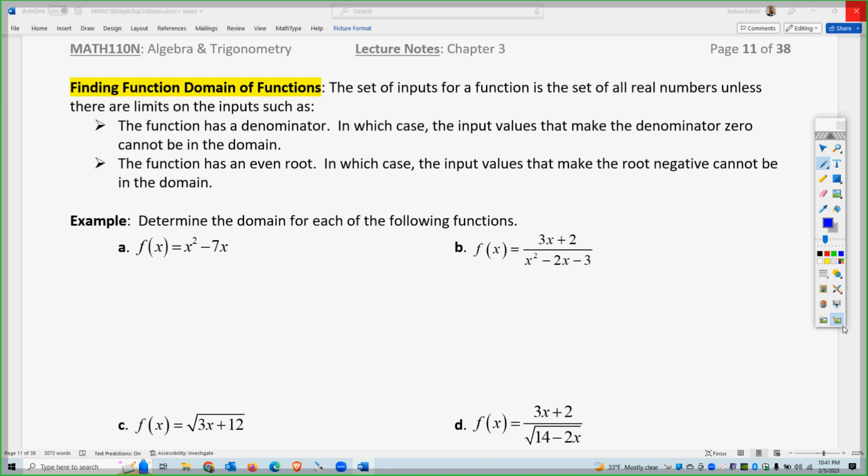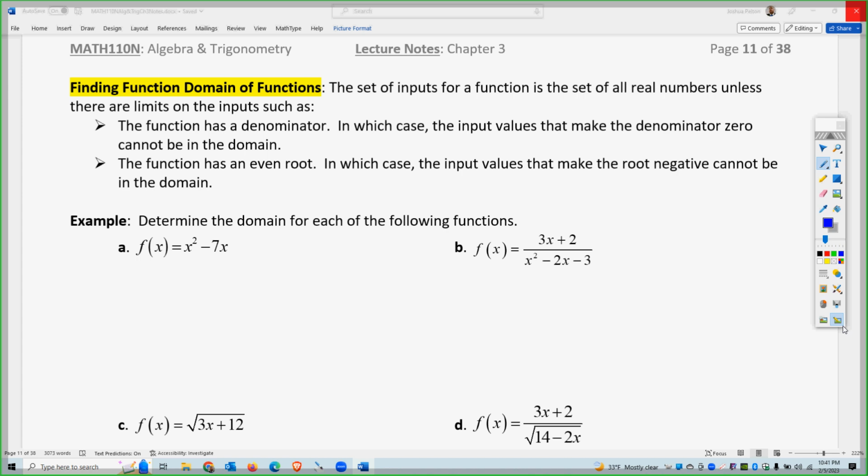What can't I plug in? So things you need to be looking for are denominators and even roots. There are other things to look for, like in trigonometry. We're not doing those here yet. Trigonometry will be a separate chapter, and so will logarithms and a few other things that have domain restrictions. The main domain restrictions we're looking for right now are denominators and even roots.